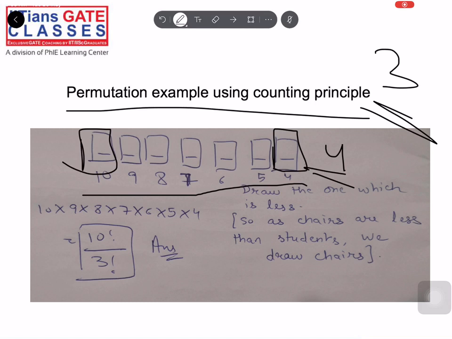And remember, in permutation, whenever you are speaking and, that means you have to multiply things. If you're speaking or, that means you have to add up things. Okay, so this is why I'll just multiply them separately, and I can write this equivalent to this only. So if you observe, 10 factorial by 3 factorial is the answer that we got previously also, using selection plus arrangement method, and using fundamental principle of counting also you can get 10 factorial by 3 factorial.